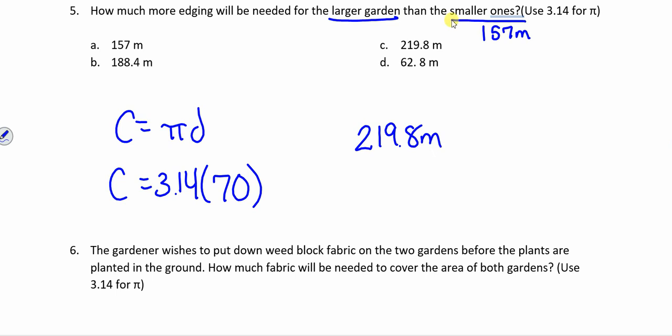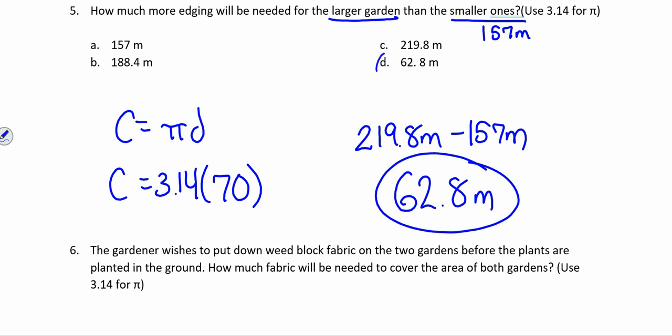Now, to find out how much more edging I need, I have to subtract the smaller garden, which is 157 meters, which leaves just 62.8 meters as my answer. So it's D.